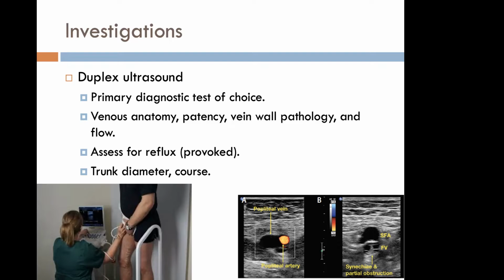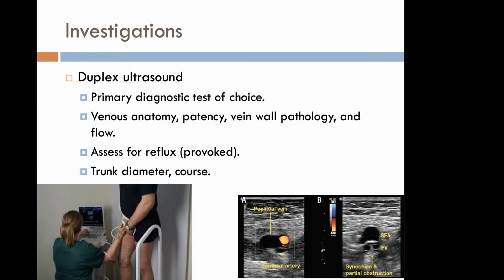Now, it will tell you about the venous anatomy, whether the veins are patent or not, whether there's flow, and you're able to assess for reflux. And reflux is usually provoked. We ask the patient for a Valsalva maneuver, and you check the duration of the reflux, because you do get physiological reflux and pathological reflux. Now, you're also able to measure the diameter of the veins and the course thereof. And these are of clinical relevance when it comes to the treatment of this.